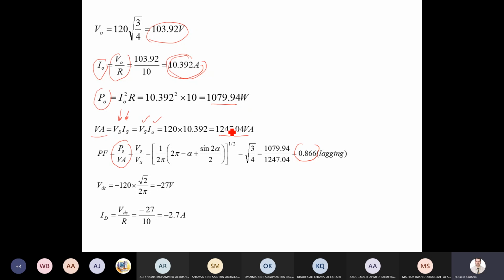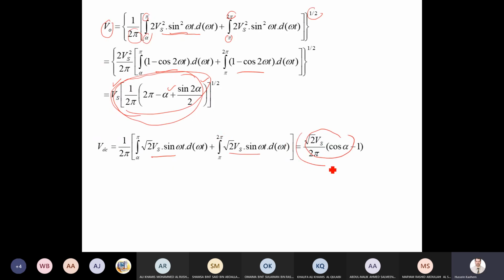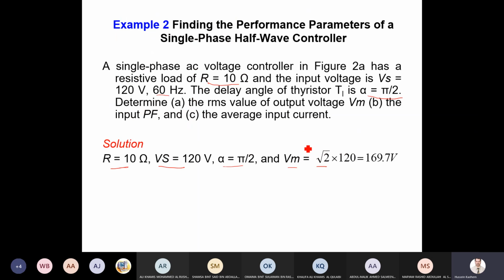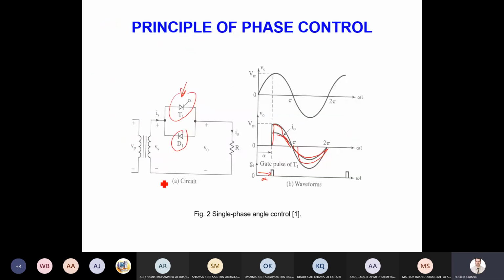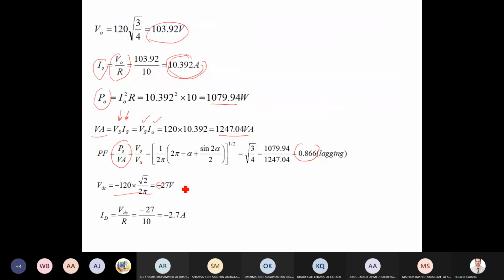For DC, let me take you back to the formula. This is the formula for DC voltage. I substituted here, as you can see. By the way, it's found to be negative. Why negative? Just a minute, let me take the graph. You see the graph here? The negative part is greater than the positive part. When I do the average, definitely it will be negative, as you can see here. Now the diode current will be VDC over R, so I just divide it.